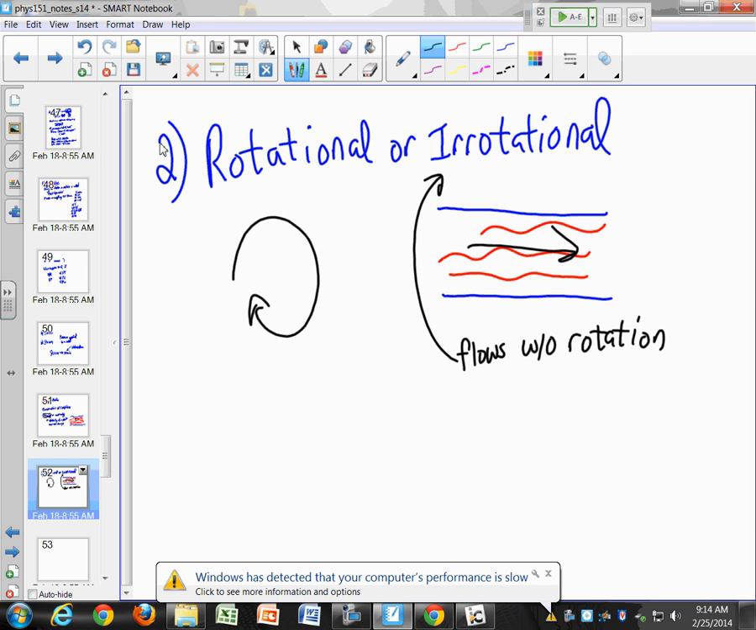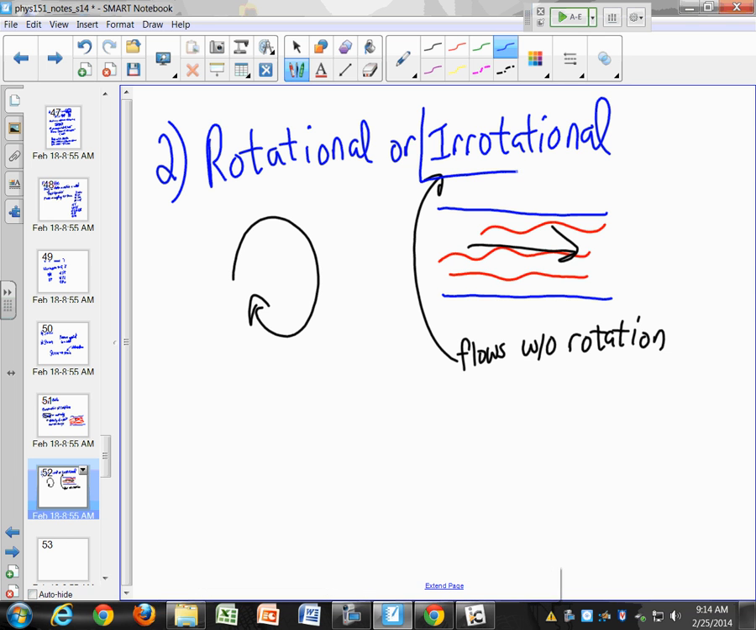Which of these is going to be our ideal fluid? In ideal fluid flow, it's going to be which, do you think? Irrotational. So far, ideal fluids will have steady flow and will have irrotational. Constant velocity, and it doesn't go in a circle. The third thing is viscous or non-viscous.